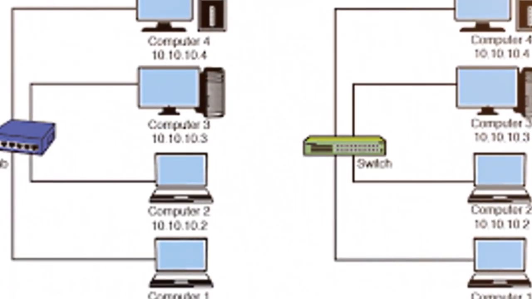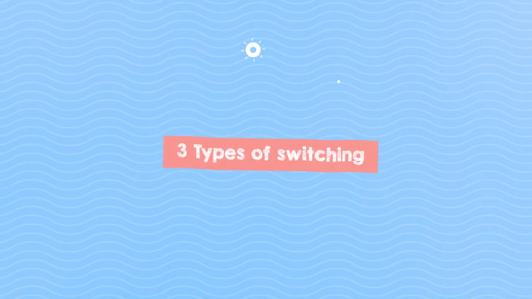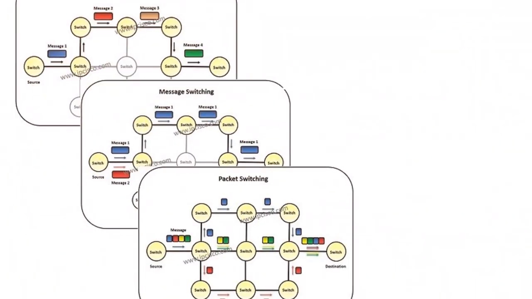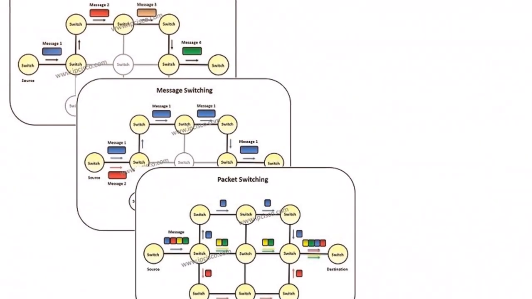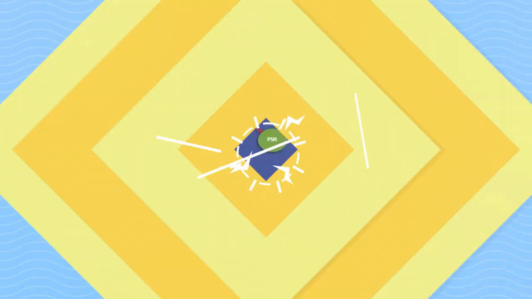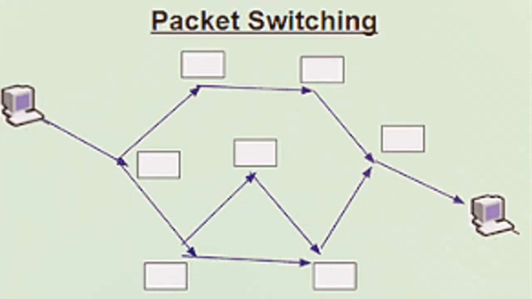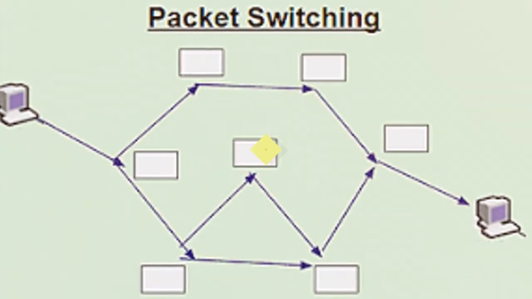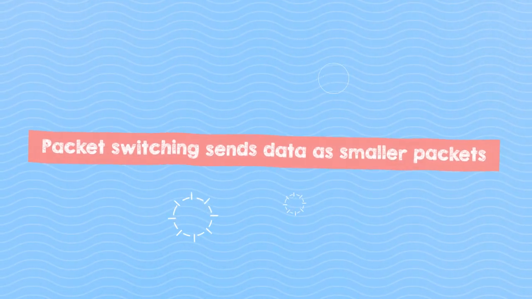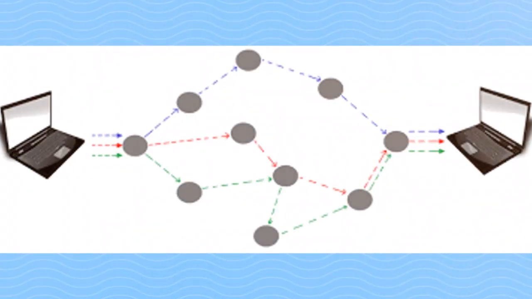So how many types of switching exist? There are three main types: circuit, packet, and message switching. We'll start with packet switching. In packet switching, data is broken into smaller packets and sent independently across the network. Each packet can take different paths and is reassembled at the destination. It's efficient and widely used on the internet because it allows multiple devices to share the same network paths.